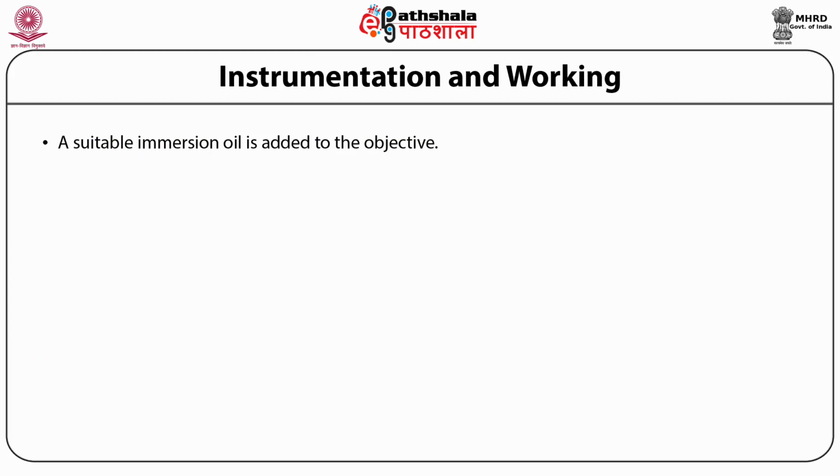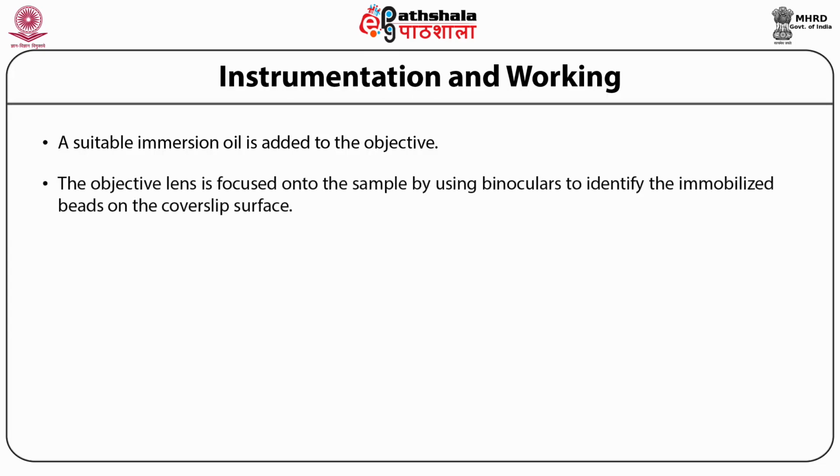Objective: a flow chamber with surface-immobilized fluorescent microspheres on a coverslip is prepared and placed onto the microscope stage. The objective lens is focused onto the sample by using binoculars to identify the immobilized beads on the coverslip surface.